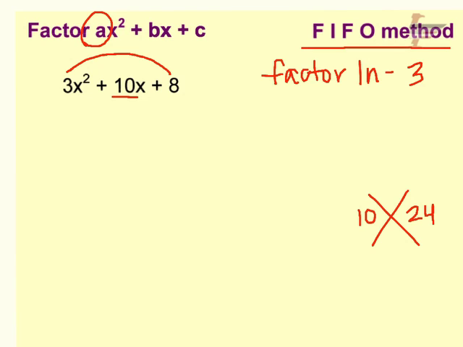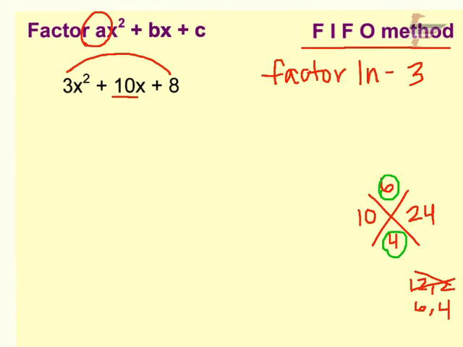So what I'm looking for are factors of 24 that will add up to 10. So if I think of my factors of 24, you've got 12 and 2. Well, 12 and 2 do not add up to 10. 6 and 4, and that's when we say, oh yeah, 6 and 4. That works. So 6 times 4 is 24, and 6 plus 4 is 10. So our factors are 6 and 4.